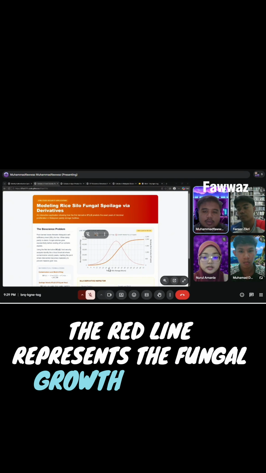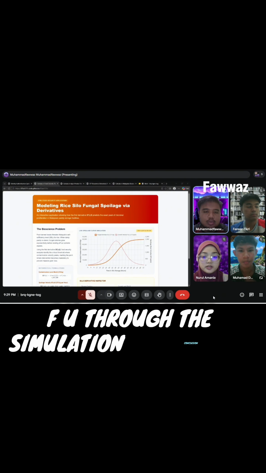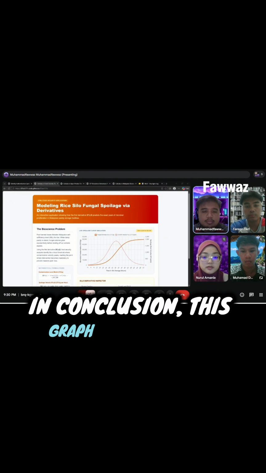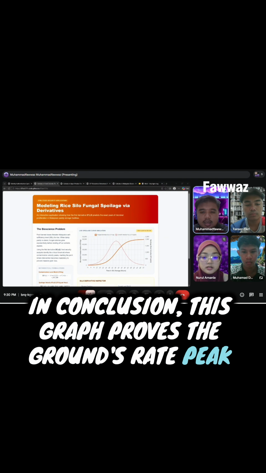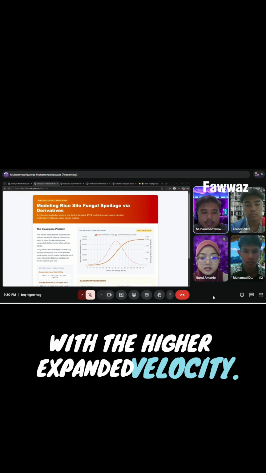This represents the fungal growth velocity (CFU) through the simulation, conclusion, and suggested action. In conclusion, this graph proves the growth rate peaks around hour 36 with the highest expected velocity.